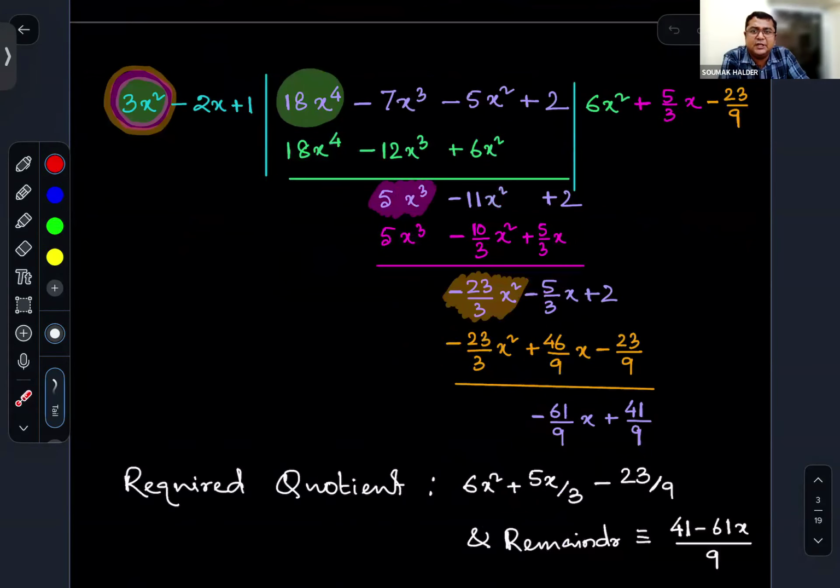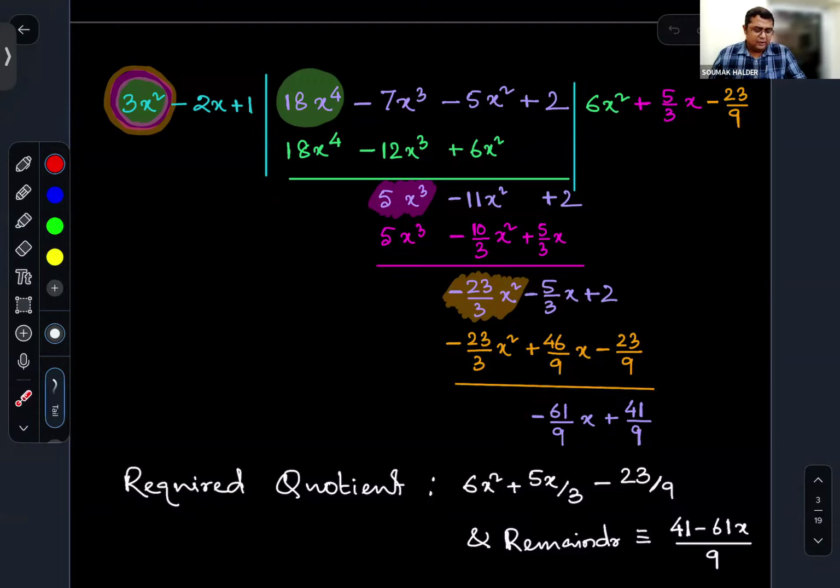So can we all match this result? Quotient is going to be 6x square plus 5x by 3 minus 23 by 9, and the remainder is going to be 41 minus 61x whole divided by 9, or you can even keep it separately and mark it like we have written it earlier.